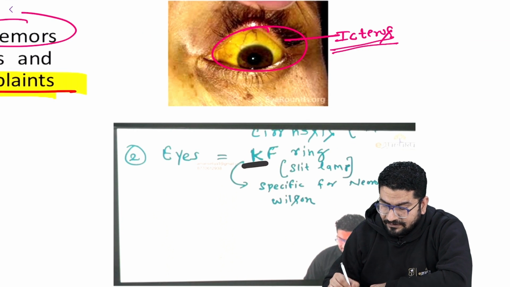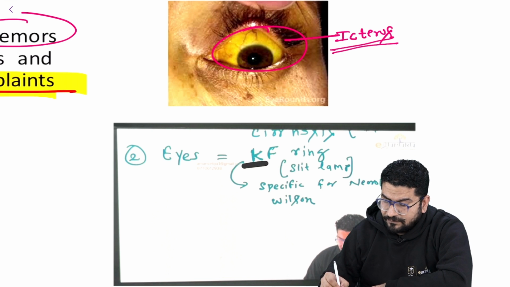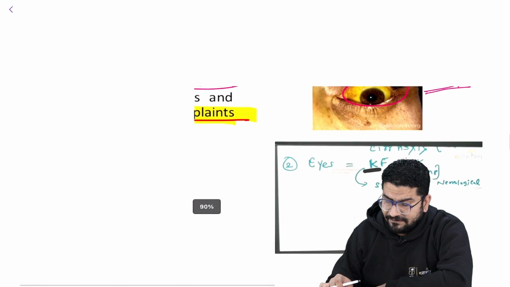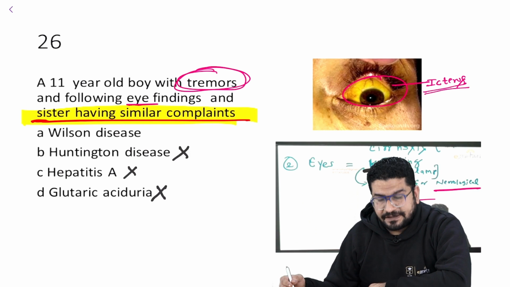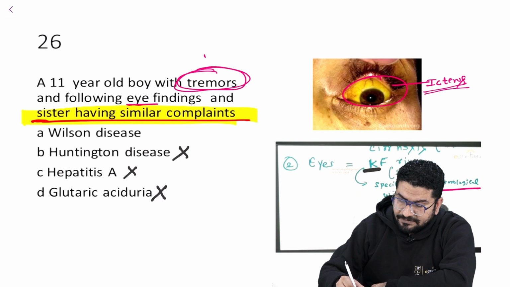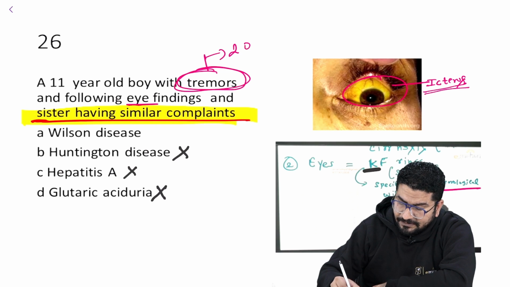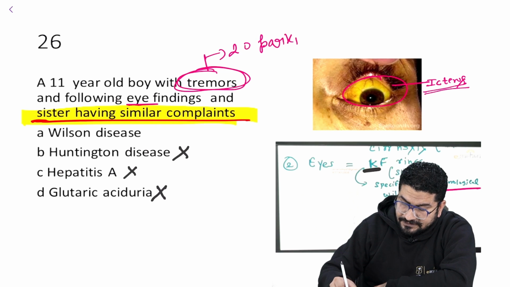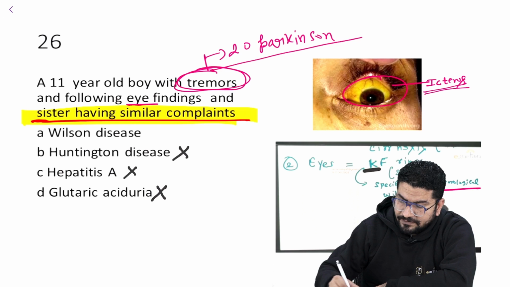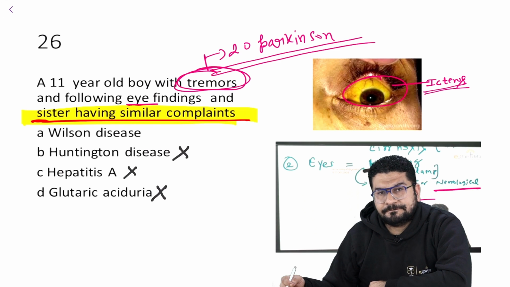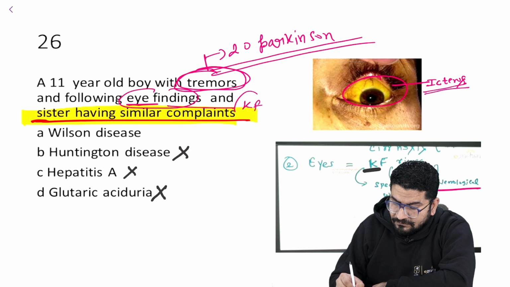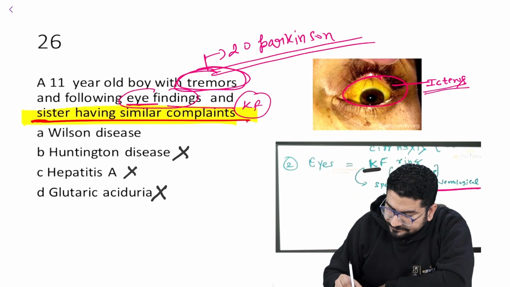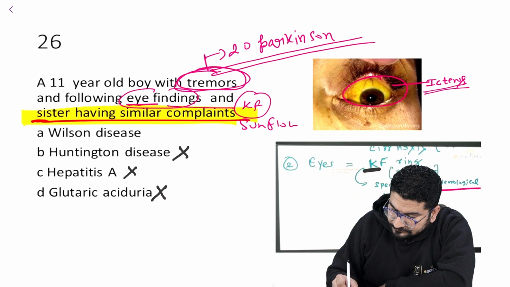and if a KF ring is given, then the KF ring is more classical for neurological Wilson. It means the patient is having tremors because there is secondary Parkinsonism here, right? In Wilson disease, I told you there can be tremor formation because of secondary Parkinsonism. If you do the MRI in this, what do we call it? We call this the face of the giant panda sign, right? And there are eye findings which can be a KF ring or a sunflower cataract. So these hints are sufficient.